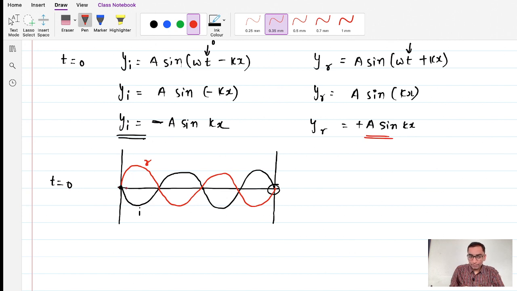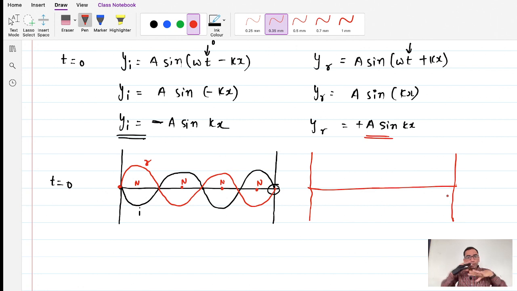So, this is the time is equal to 0. Here you will be getting a node, here a node, here a node, here a node. Basically, the nodes are the areas of no displacement. So, actually if you look at the string, the string will be flat in this particular case like this one, because both the waves are nullifying each other, destructive interference is going to happen, right.